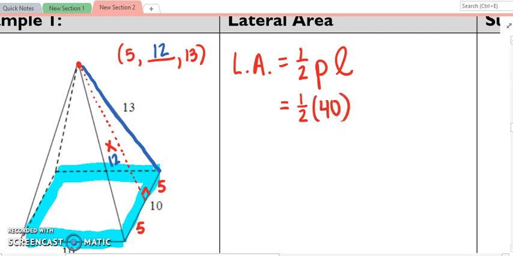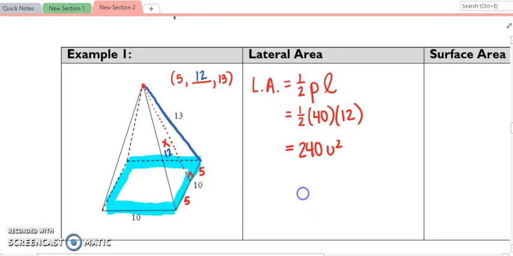And I just found that slanted height of 12. Well, half of 40 is 20. 20 times 12 is 240. And again, it's lateral area, so we're looking at units squared.